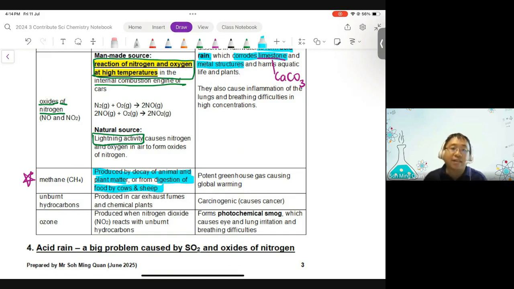So methane gas, how is it dangerous? Methane gas is dangerous because it's a very potent, a very powerful greenhouse gas. Methane is much more powerful as a greenhouse gas than carbon dioxide. As you learn in lower secondary science, greenhouse gases cause global warming and climate change. So methane is also a greenhouse gas that causes global warming and climate change.